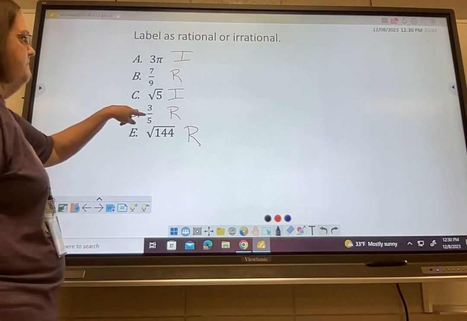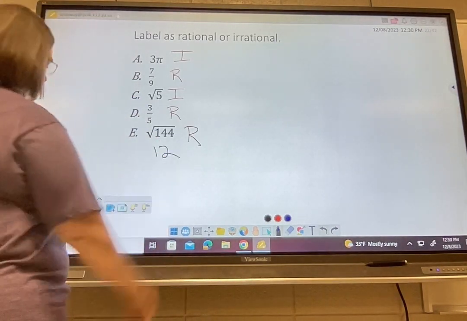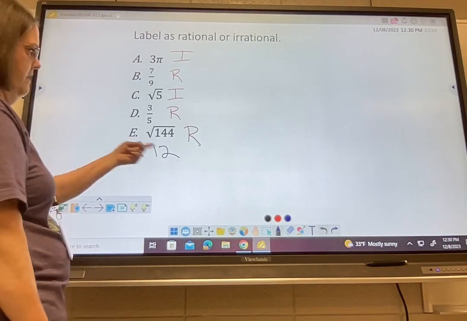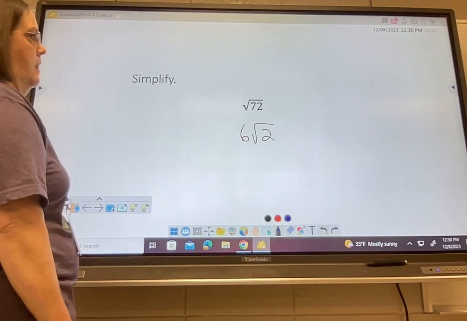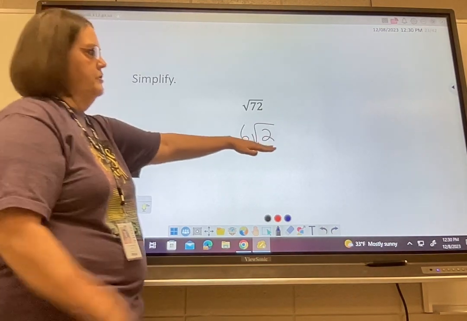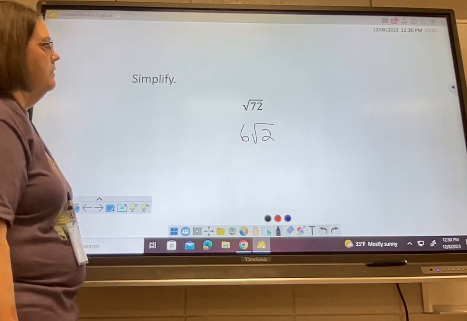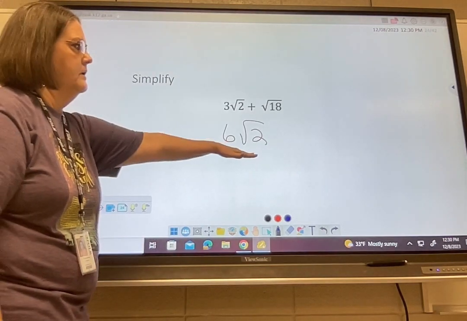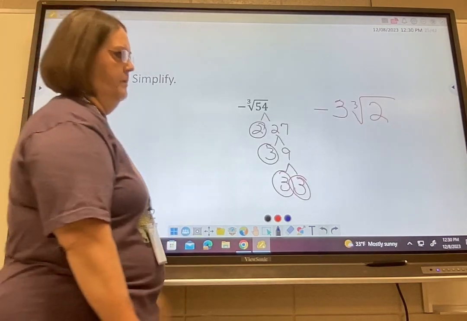Okay, 3/5 is a fraction, rational. This is 12. If you put it in your calculator and evaluate it, that'll be it. It's rational. All right, put that in your calculator. Remember, you just put it in, hit equals, you get 6 square roots of 2. Same thing, this goes in the calculator. All right, this won't go in the calculator.